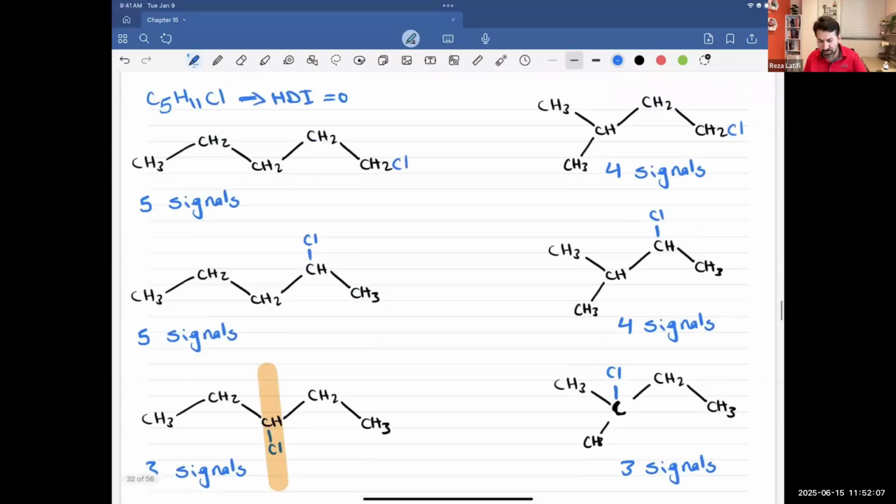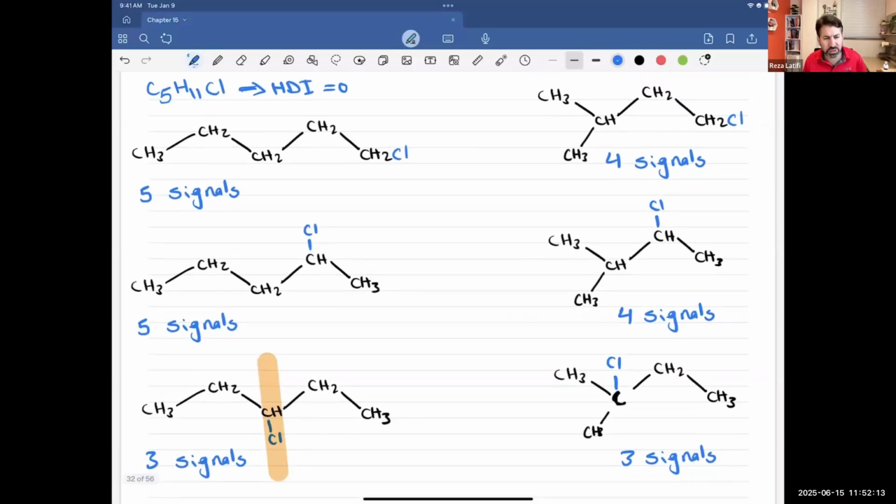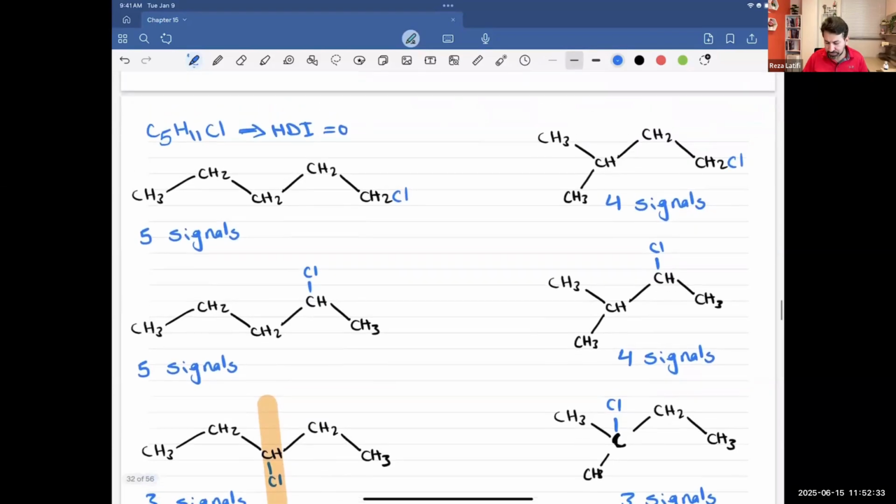Now, let's draw the possible structures for this molecule. The hydrogen deficiency index is 0, so no pi bond or ring, and I drew a bunch of isomers. I also highlighted the number of expected signals for each molecule. We got 5, 5, 3, 4, 4, 3. None of them gives me 2 signals. None of them. Now, let's go back and check this.